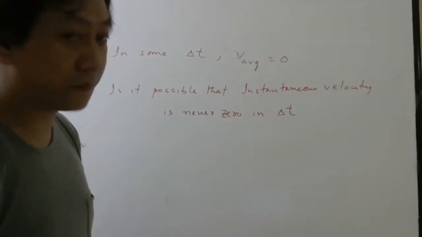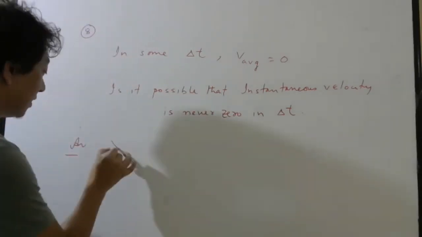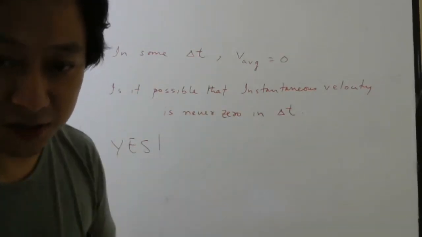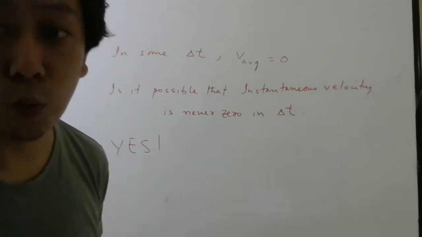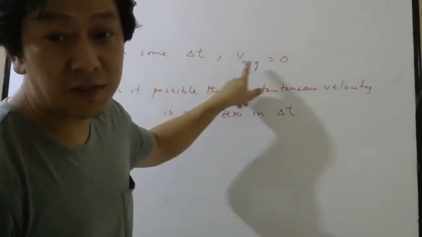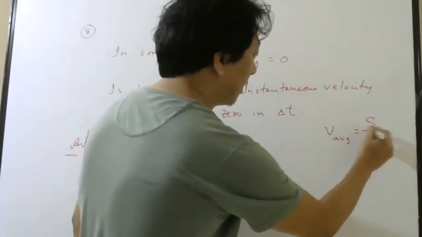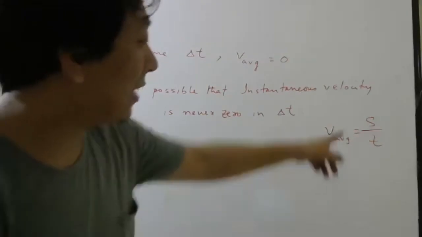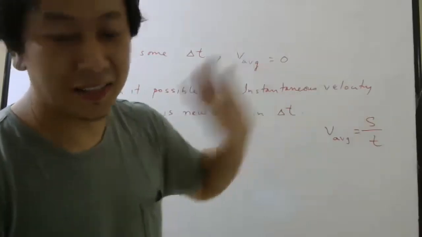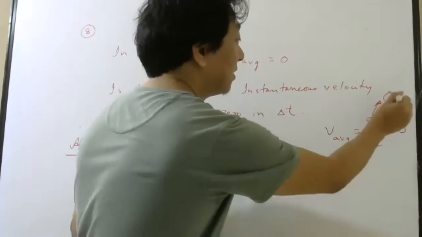Now listen carefully. Let me answer. The answer is, first of all, yes, it is possible. Now, yes, you're right. But how? Why? Give example. All these questions are coming to your mind. So look here. When I say average velocity is 0, what is the definition of average velocity? Displacement by time. So delta x, sometimes I will write only capital S. So displacement by time. So if this is 0, it means displacement should be 0.